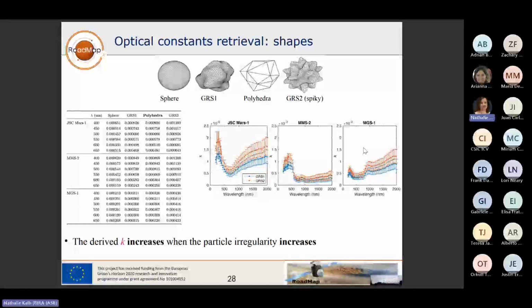So we noticed that the derived imaginary part of the refractive index increases when the particle irregularity increases. For the GRS2, the spiky particles, it was the highest. Here you can also see I have plotted the GRS1 particles and GRS2 particles together in the same plot, so you see the difference between those two, how the shape can affect the retrieved values, and also the errors. What we also noticed, which was very interesting, was the polyhedra shape. It didn't really differ from the GRS1 particle, so these angles didn't really affect the results.